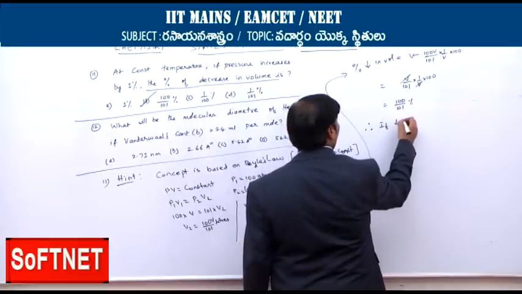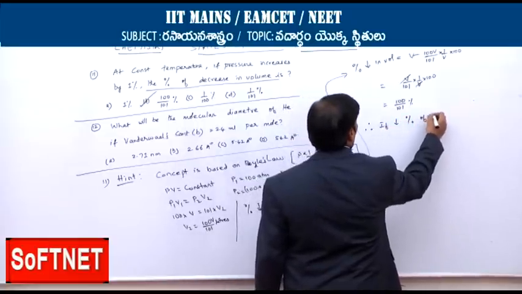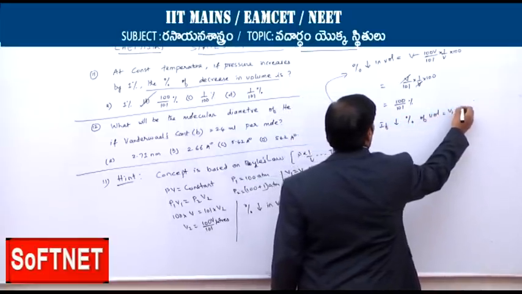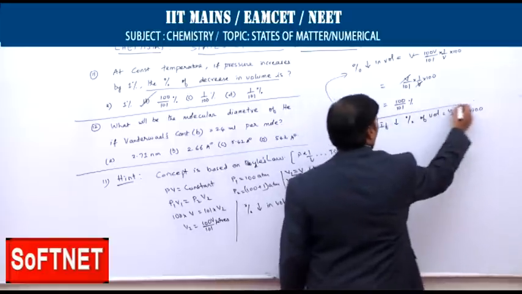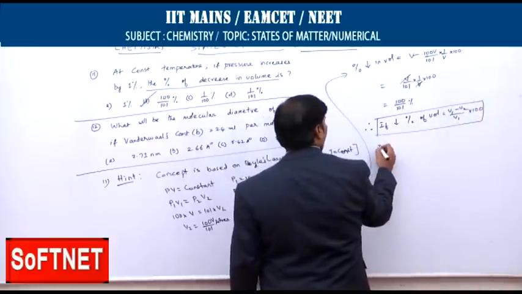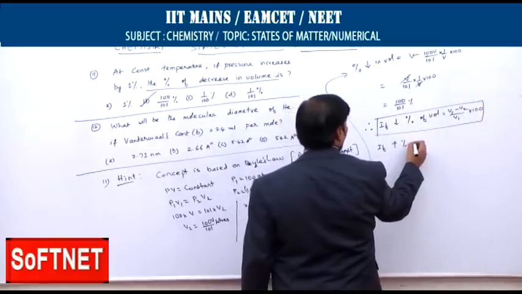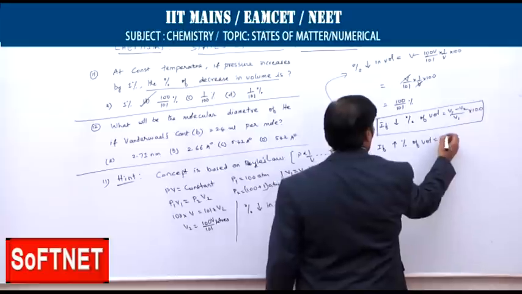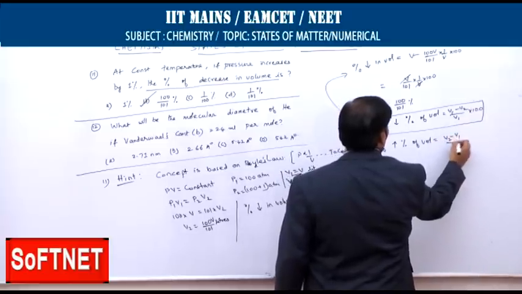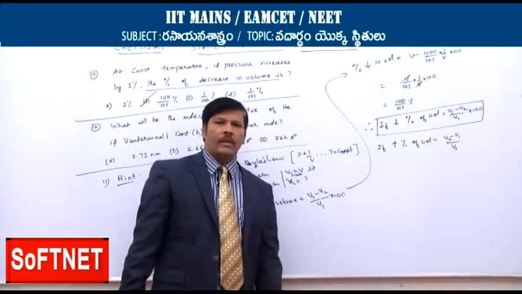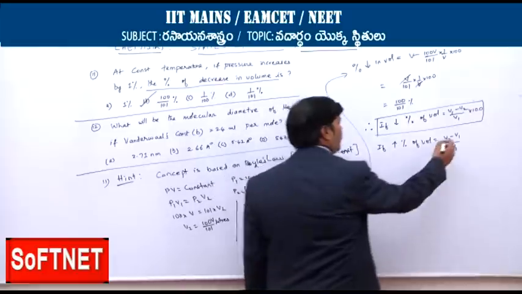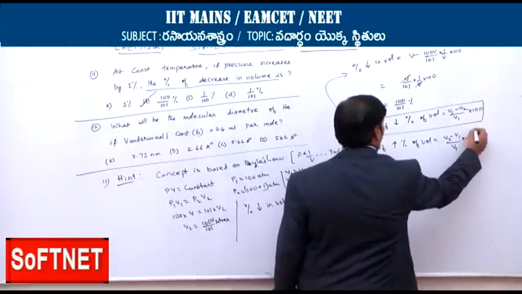If decrease in percentage of volume is asked, then (V1 minus V2) divided by V1 into 100 is what you need to apply. If increase in percentage of volume is asked, then (V2 minus V1) divided by V1 into 100 should be taken as the formula.